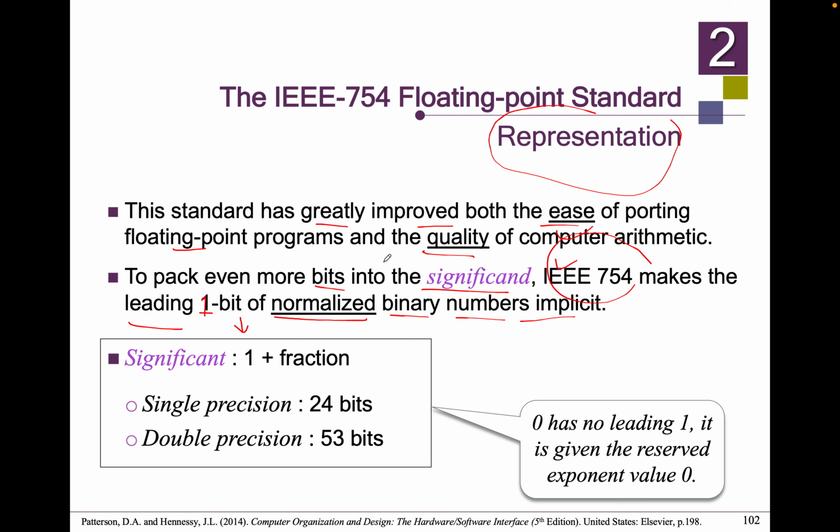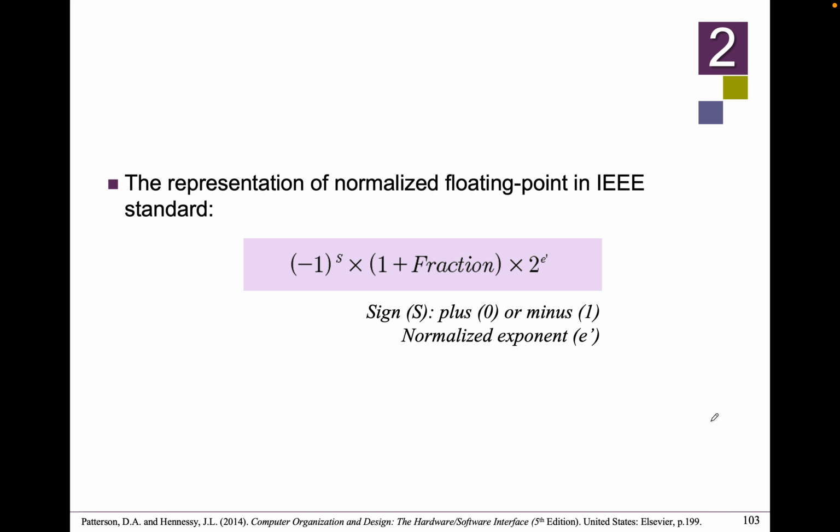So let's say you can have, like this one, a single precision or double. This one depends on the bits given in the equation. 0 has no leading 1. It is given by a reserved exponent value of 0. What is meant by this? Let's take a look at an example.